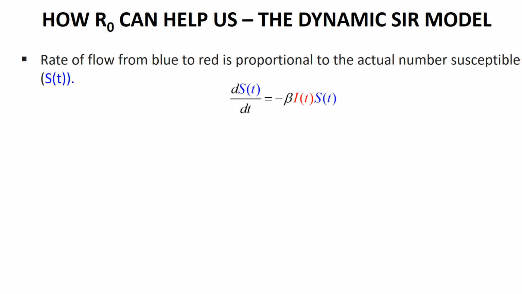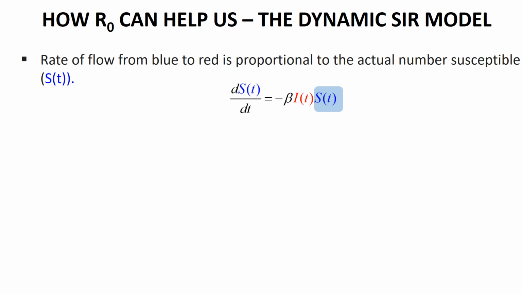So let's have a look in more detail at that water analogy. We have dS by dt, that is the rate of flow from the blue water bucket, equals minus beta I of t S of t. So the minus says it's decreasing, and it's dependent on the number infected and the number that are susceptible.